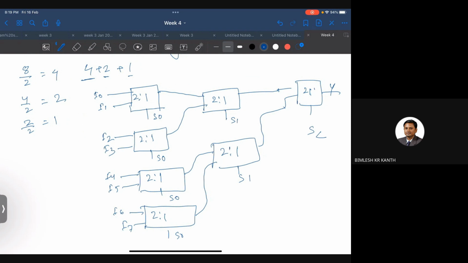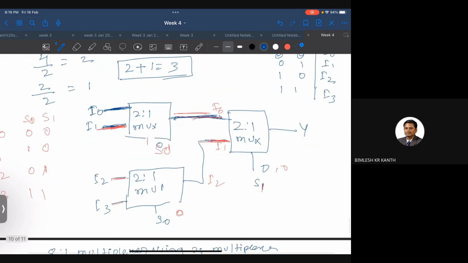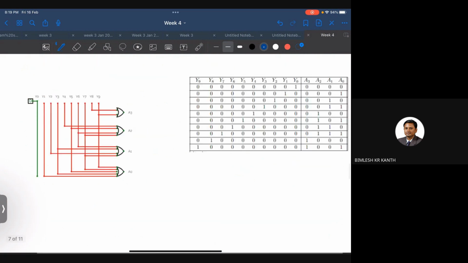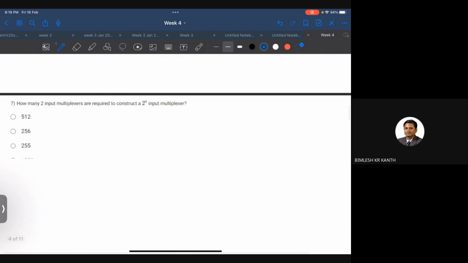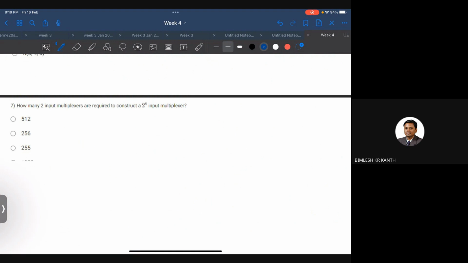Yes. Thank you. Okay. Now we'll solve some problems. Now tell me the solution. How many 2-input multiplexers are required to construct a 2 to the power 8 input multiplexer? Can you answer?